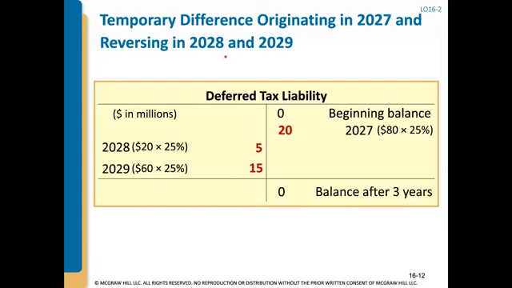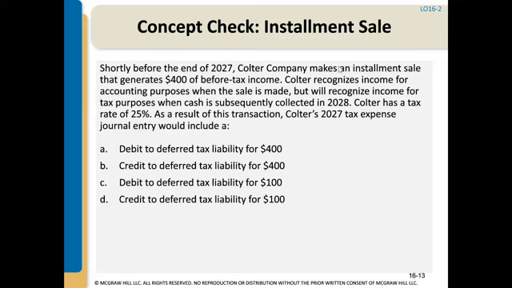This is a T account view of the deferred tax liability account, taking you from the beginning balance of 0, setting up the deferred tax liability for $20, and then we debited $5 and $15 for each time we collected that installment sale in cash. And so our balance is 0 after 3 years. So let's go to a concept check.